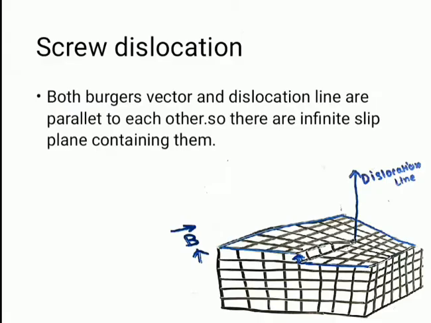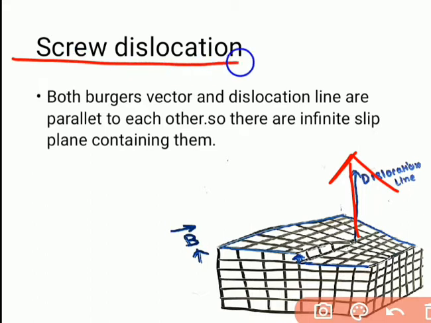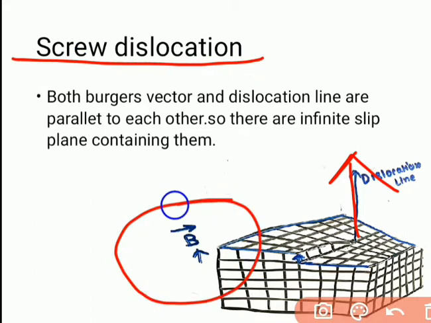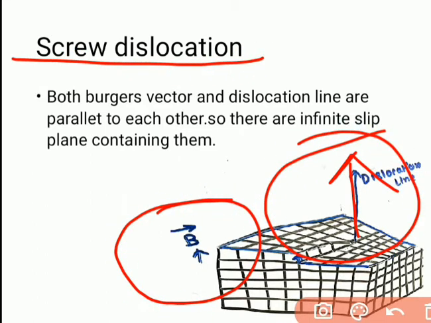Next we have our screw dislocation. In the diagram you can see there is a distortion in the structure in the upward direction. You can see here there is an extra plane of atoms, and also the dislocation line is in the upward direction. So in a screw dislocation, both Burgers vector and dislocation line are parallel to each other. You can see in the diagram.